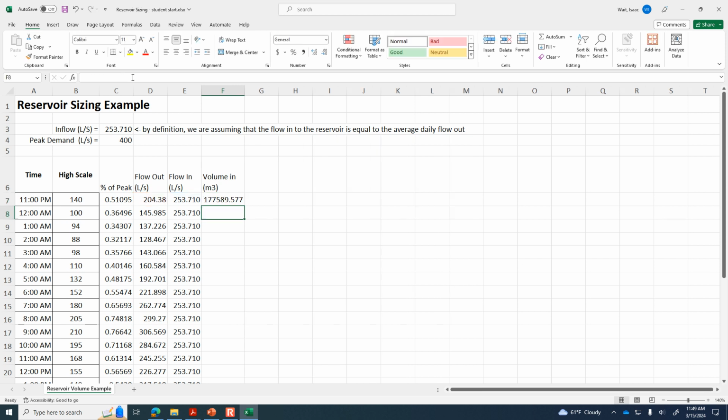Okay, so now that's the number of liters that accumulates during a 1 hour period, but we want to know the number of cubic meters. So now I have to divide by 1,000 to convert liters into cubic meters. So I multiplied by 3,600 seconds per hour, divided by 1,000 liters per cubic meter. So during that 1 hour period, there's 177.59 cubic meters of water that accumulates.